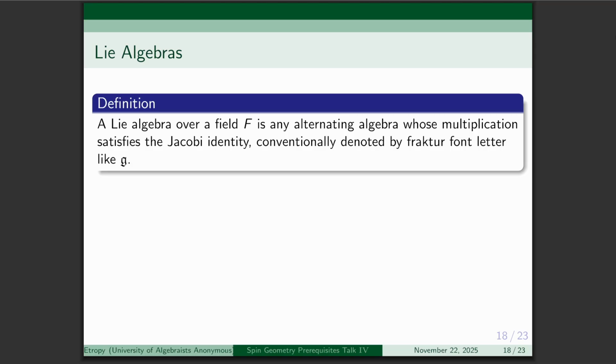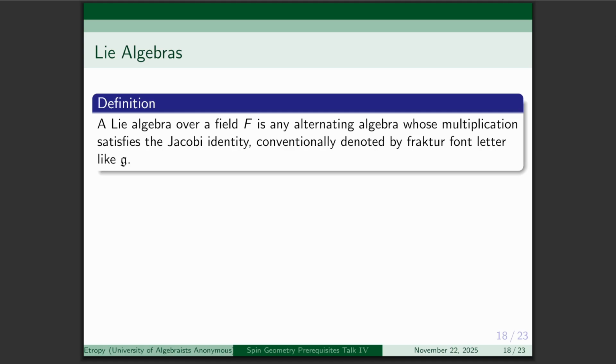So those being, as mentioned, they have to be alternating. Alternating means in this case that the Lie bracket of a vector with itself is 0, or vector field in the case where vectors are vector fields, sort of this physicist's vectors.